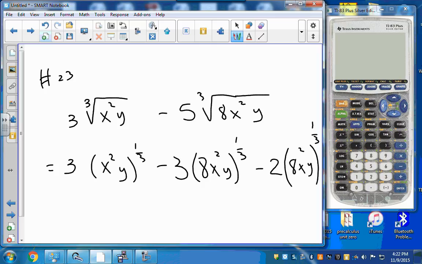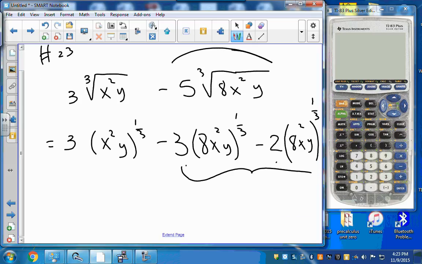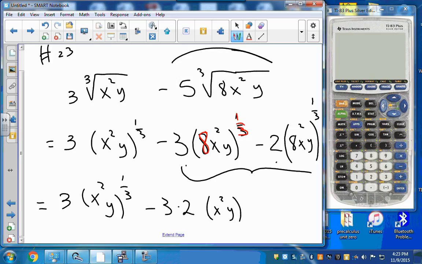So let me just double check and make sure this makes sense. Minus 3 minus 2, that's minus 5. Okay, so that makes sense. And let me see if I can clean these up at all. So this first one, there's not much I can do. 3x squared y to the 1/3. Okay, here I see the 8. Let me highlight this. 8 to the 1/3. I know that's the cube root of 8, which is 2. So I can write this as 3 times 2, and then I'll leave the x squared y to the 1/3.